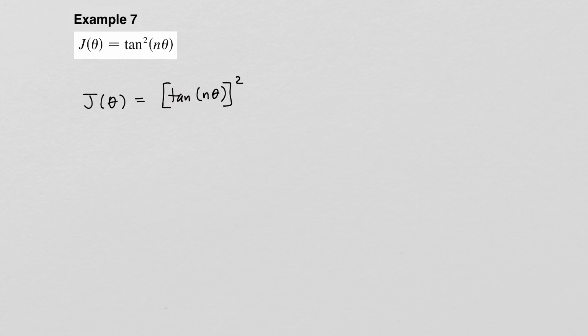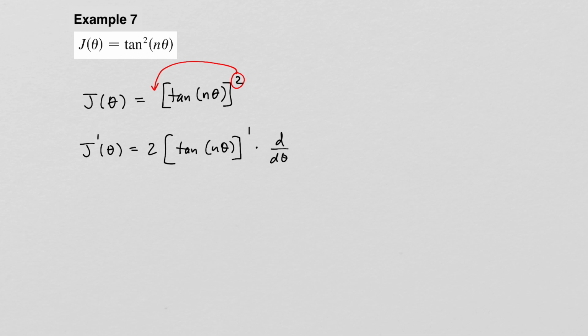So when you use the chain rule, just start on the very outside and work your way inward. So j prime of theta, we're going to apply the power rule first. So we're going to bring the 2 down. When I bring the 2 down, whatever was inside the parentheses stays exactly the same. And we're going to subtract 1 from the power of 2, which gives us a first power. Then we are going to multiply by the derivative with respect to theta of tangent of n theta. And so this becomes 2 tangent of n theta. Okay, that is this part right here.